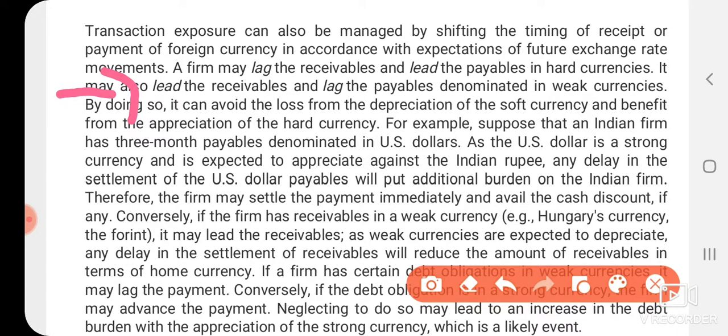For example, take another country like Hungary. We have exported goods to such a country. After receiving the goods, they have to make a settlement. Or if the firm has receivables in a weak currency, then when we are receiving that, automatically we will get the losses, isn't it?